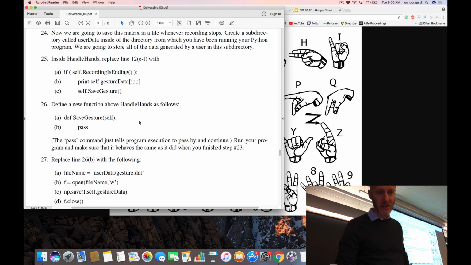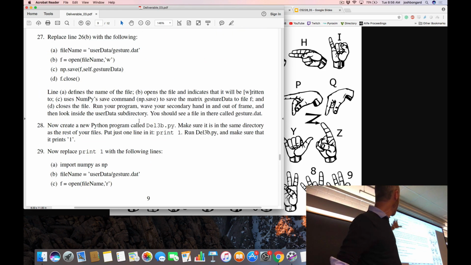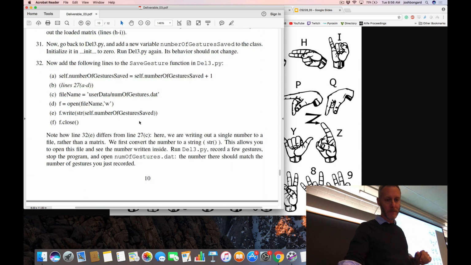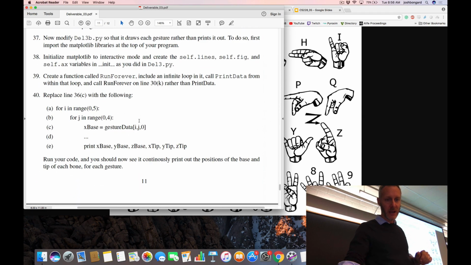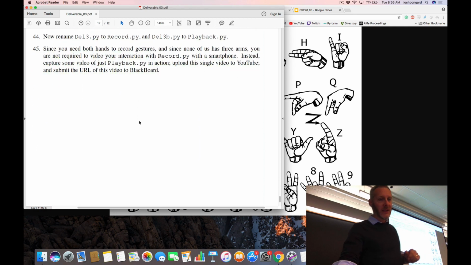So you're going to spend quite a bit of time working with that, and then doing a little bit of file manipulation. Once you've captured all those 120 coordinates in gesture data, you're going to be writing it out to a file. And I'll skip to the end here. By the end of deliverable 3, you're actually going to have two Python programs: one called Record and one called Playback. In Record, it's basically a version of your deliverable 2.